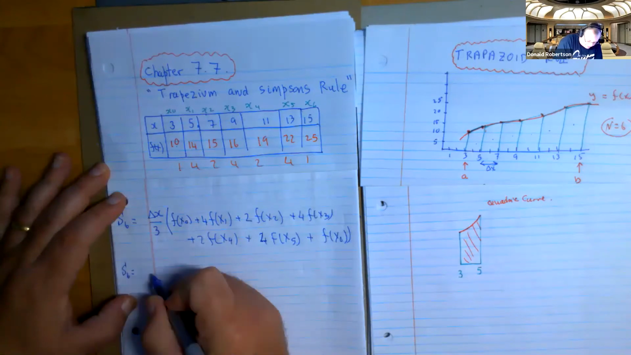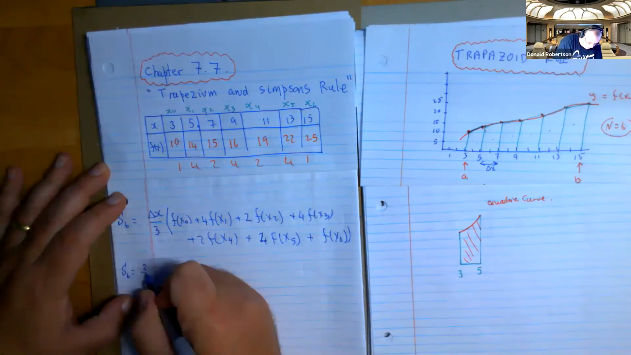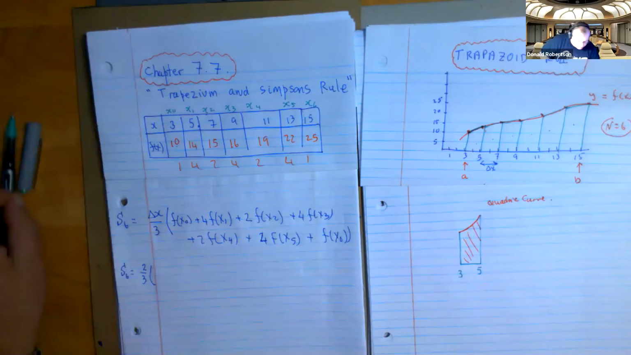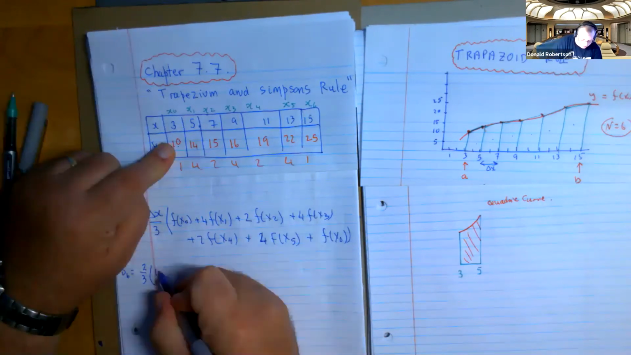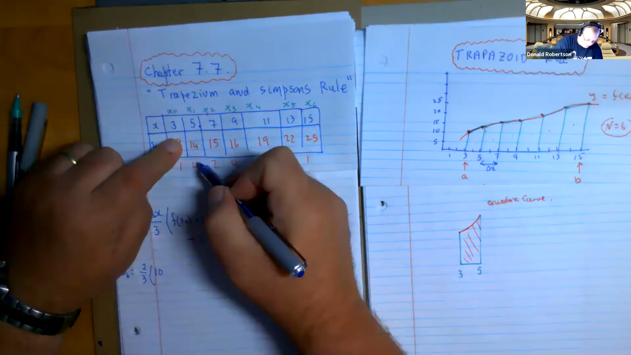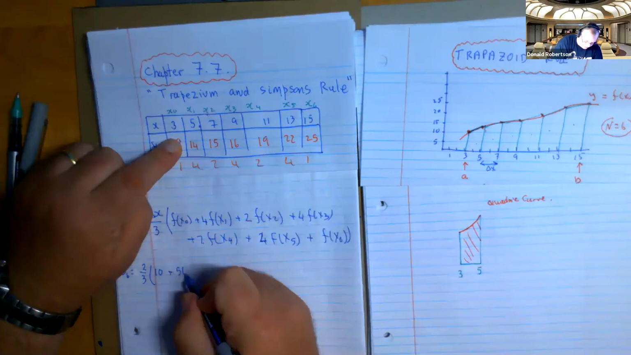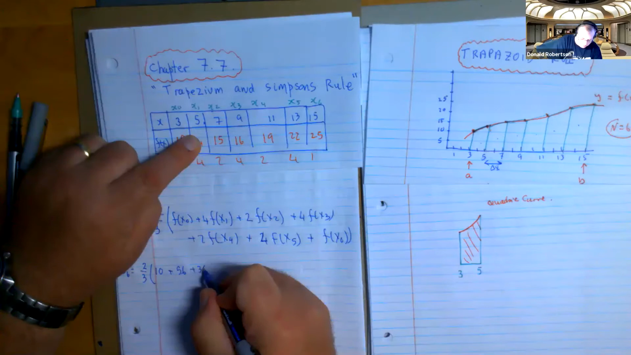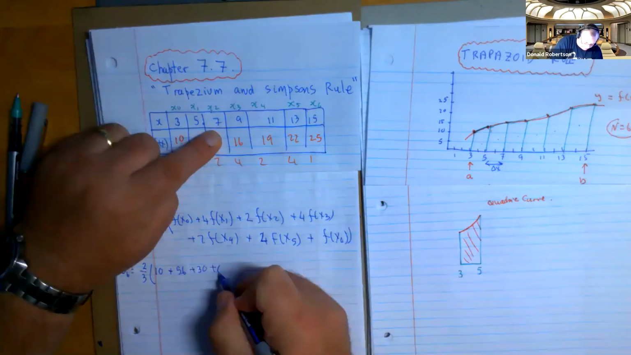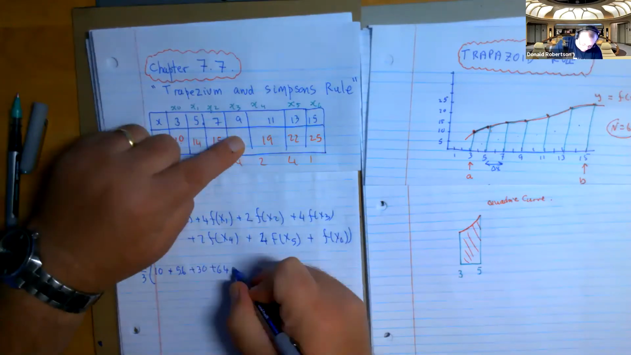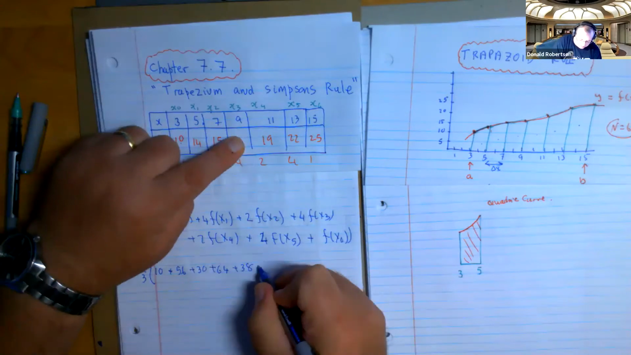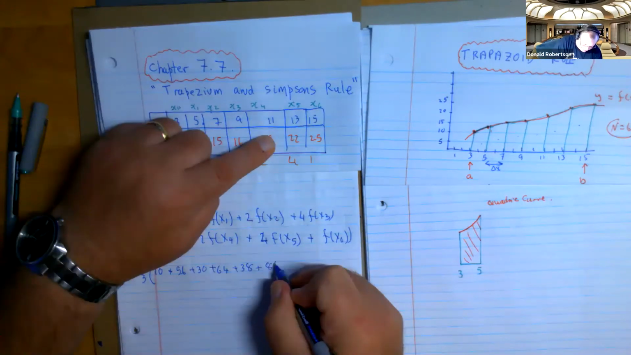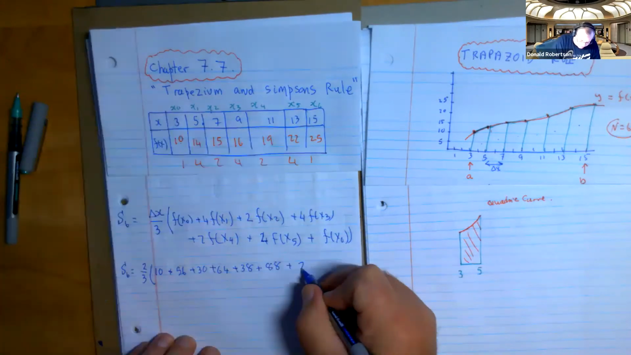Okay, let's see what that looks like. We know delta x is 2, so it's 2/3. One of these guys, 10. 4 of these guys, 56. 2 of the next guy, only 30. 4 of the next guy, 64. 2 of the next guy, 38. 4 of the next guy, 88. And 1 of the last guy.